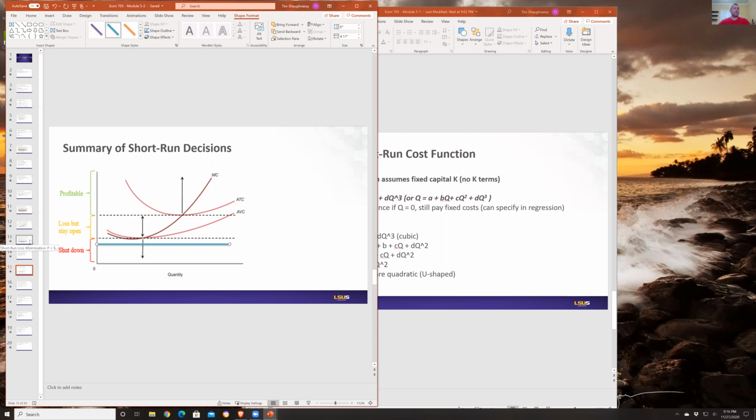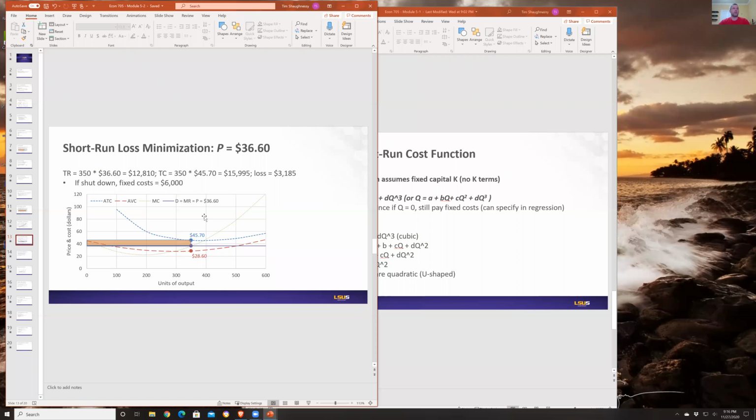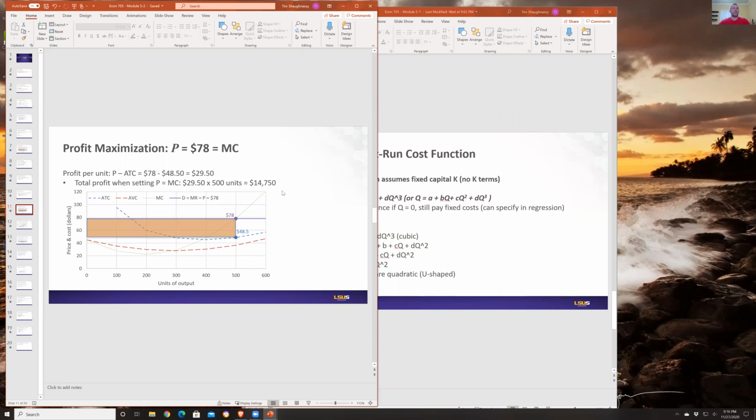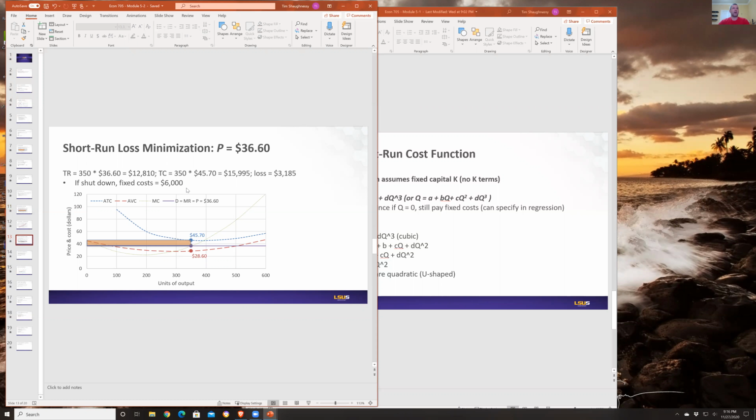You could, if you wanted to, go in and play with some of the other graphs that we have here, because you could sort of recreate. I mentioned here the total profit. You could calculate this and figure out that it is $14,750. You could go in, open up the table, and actually figure out how I calculated this and how I got this 14,750 number. Same thing over here, how I figured out what the loss was, 3,185.